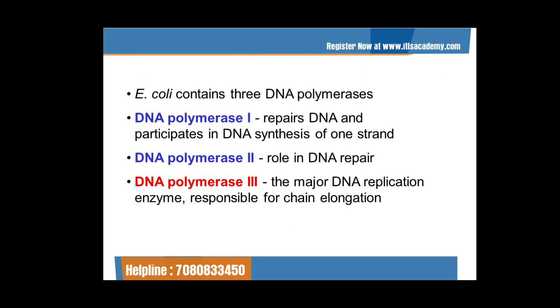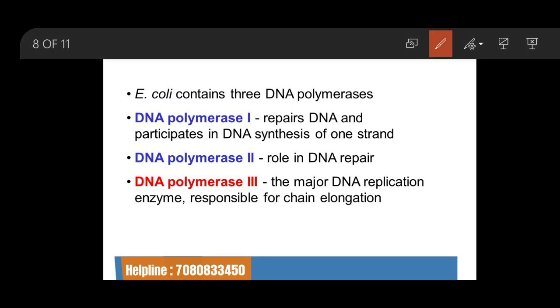Now in this slide we will discuss the function of the different DNA polymerase enzymes. DNA polymerase 1 helps in repair and also helps in primer removal. DNA polymerase 2 mainly helps in DNA repair, and DNA polymerase 3 is the enzyme with high processivity, so it is the major enzyme for chain elongation or polymerization.